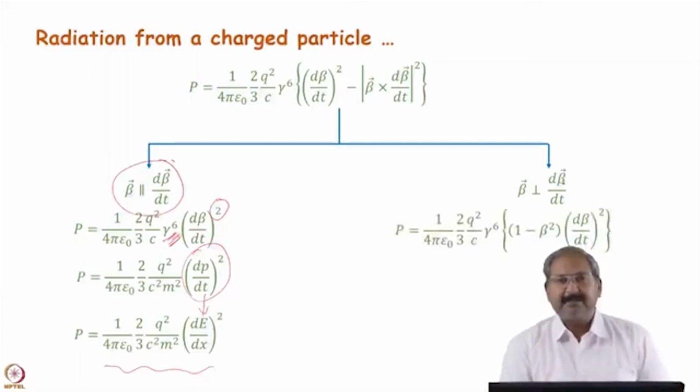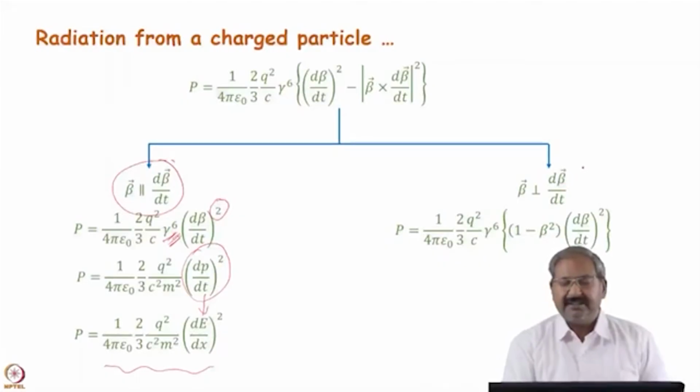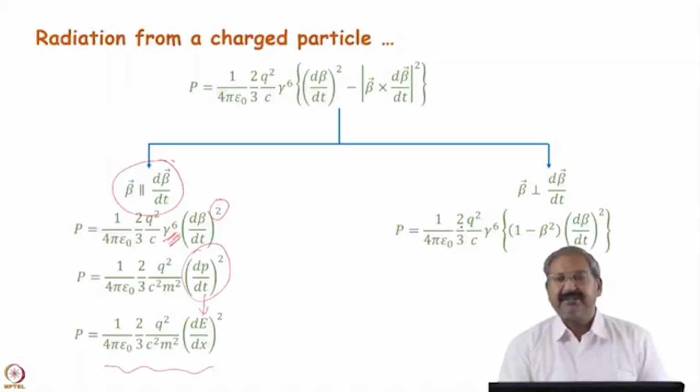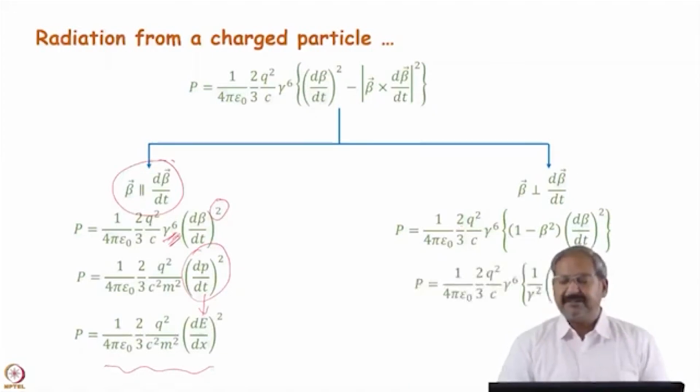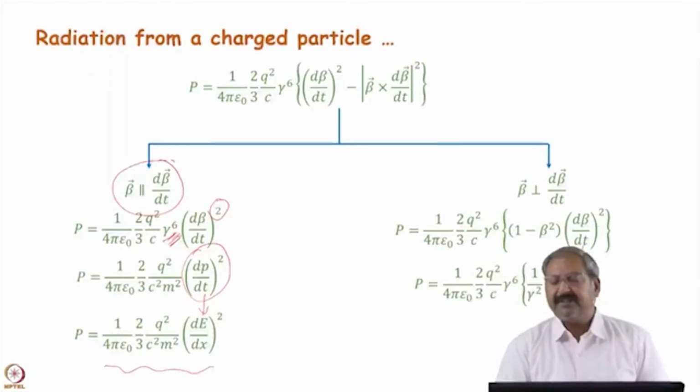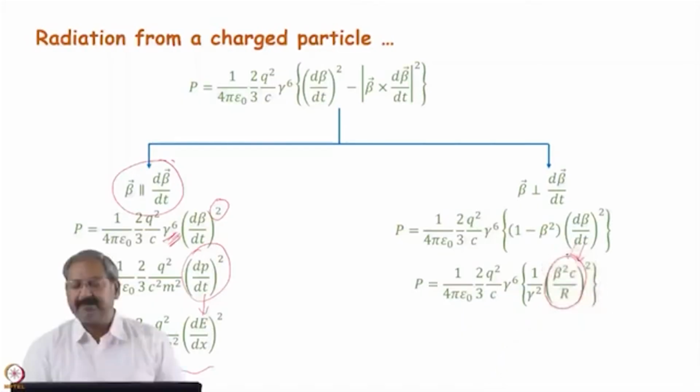If beta is perpendicular to d beta by dt, meaning velocity and acceleration are perpendicular, then in this case d beta by dt can be put as v square by r. When we put it in, you will get beta square c by r in place of d beta by dt.